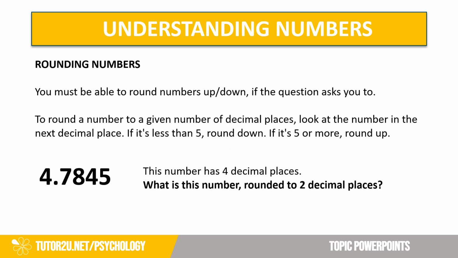Looking at rounding numbers next, you must be able to round numbers up and down, especially if the question asks you to. To round a number to a given number of decimal places, you look at the number in the next decimal place. So if it's less than 5, you round down, so if it's 1, 2, 3 or 4. If it's 5 or more, you round up, so 5, 6, 7, 8, 9. This number has 4 decimal places. What is this number rounded to 2 decimal places?